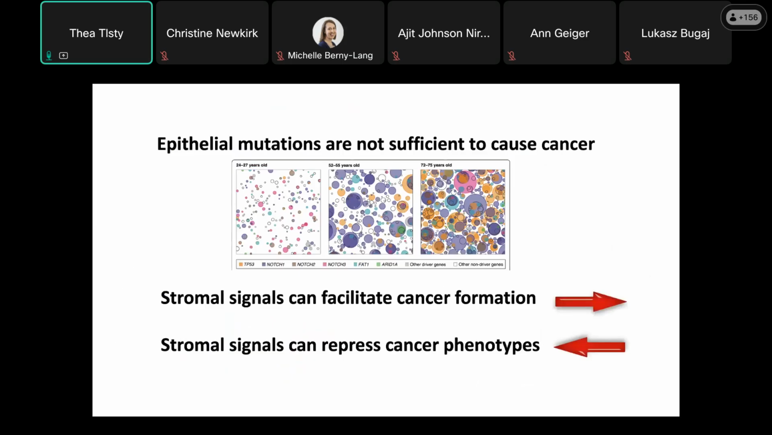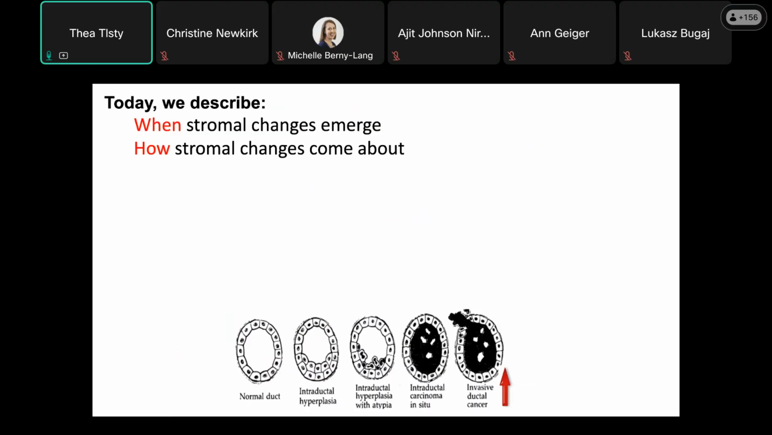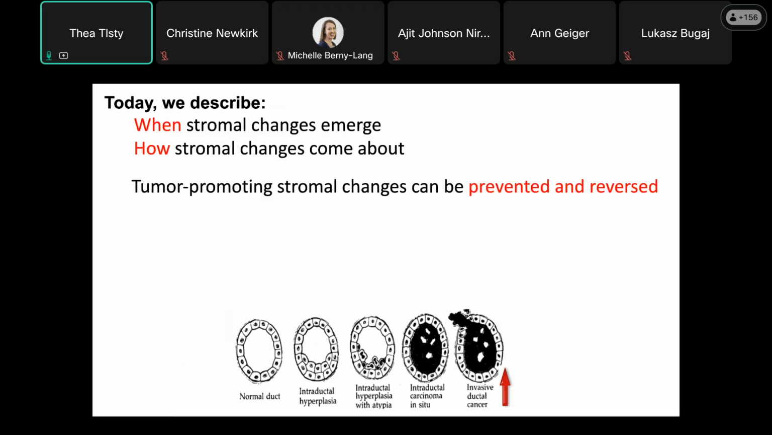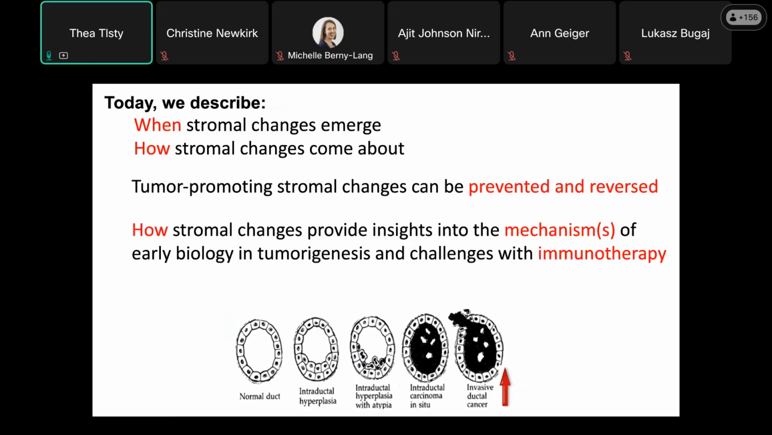So what I've told you is that epithelial cells are not sufficient to cause cancer by themselves. I've told you that stromal signals can facilitate cancer formation and that they can also repress cancer formation. So today I want to tell you, when do those stromal changes emerge? How do they come about? I want to say that these stromal changes can be prevented and reversed. And then finally, I want to talk about how insights into these stromal changes provide insights into the mechanisms of the earliest biology of tumorigenesis, and give us insights into how to address some of the challenges with immunotherapy.